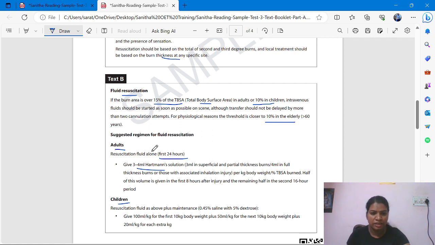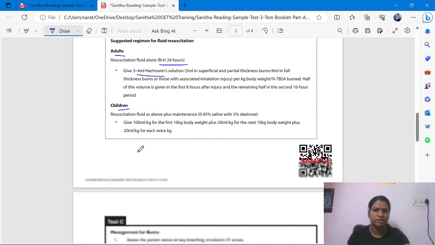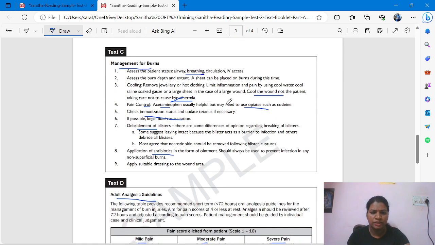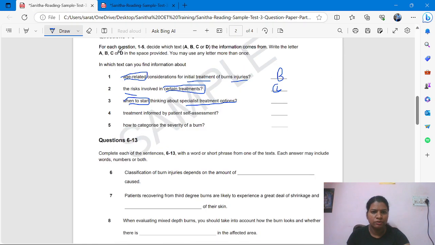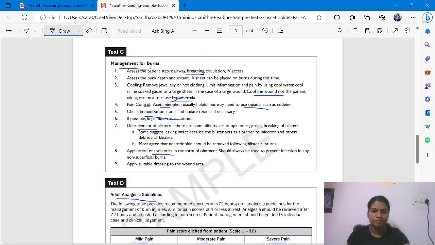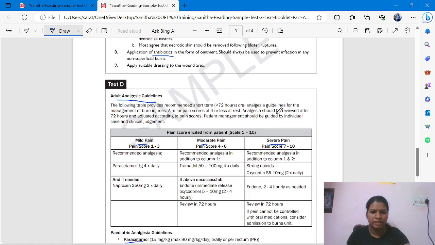When you start, restriction fluid alone, first 24 hours, it is saying like that. Anything about when to start, it is not saying anywhere. Management: when you start, what is the question? When to start thinking about specialist treatment options. Is there anything saying that here? No. Adult analgesic scale.